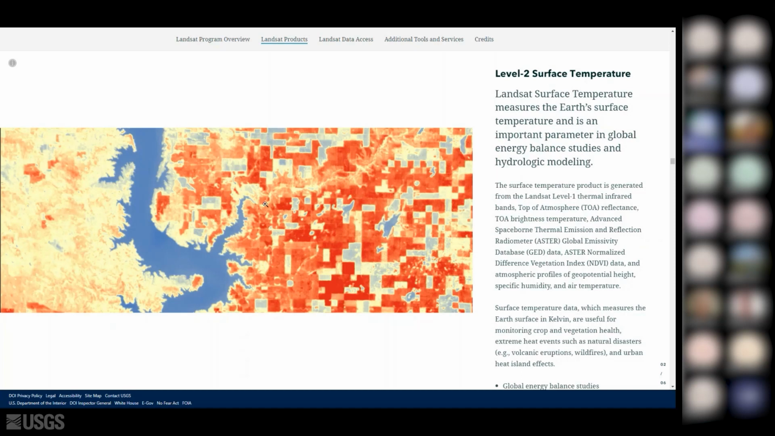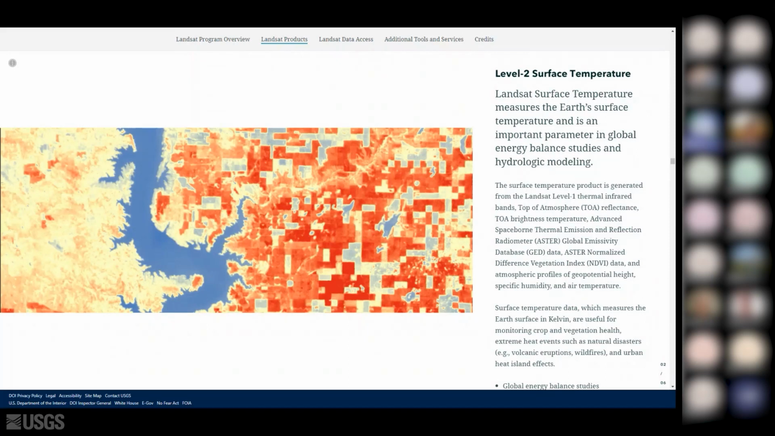On the left here is an example of what a level 2 surface temperature product would look like. This covers the Missouri River in South Dakota. The surface temperature product is generated from the Landsat level 1 thermal infrared bands, and it measures the Earth's surface temperature in Kelvin. It can be really important for geophysical parameters in global energy balance studies and different kinds of modeling.